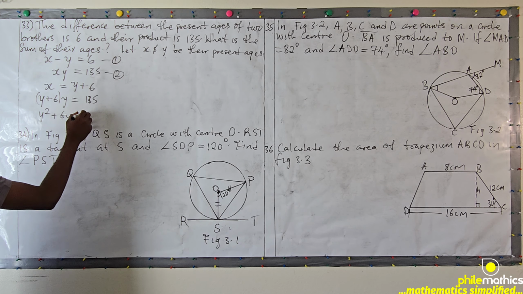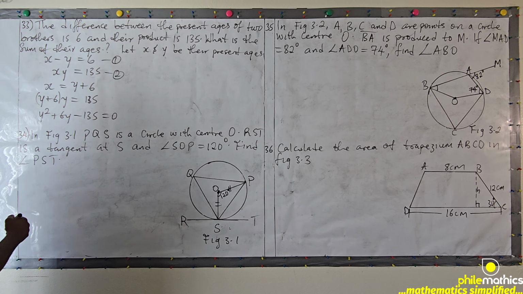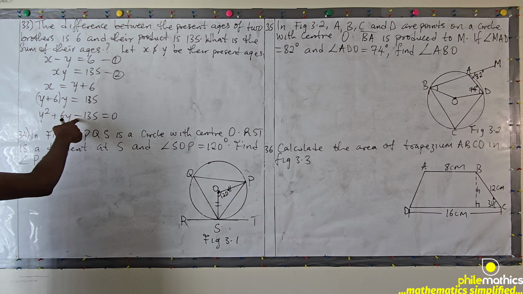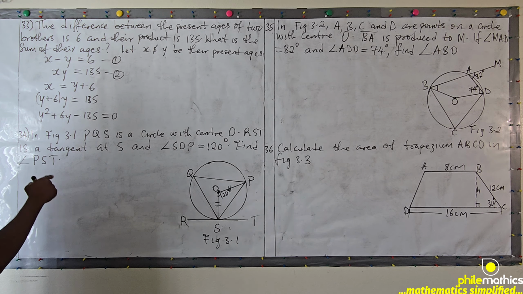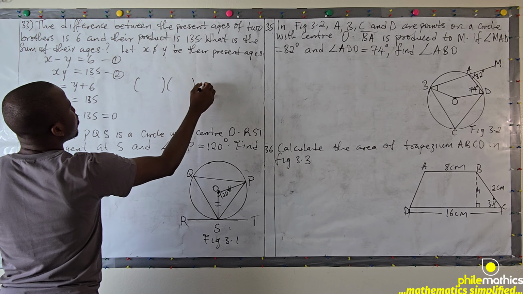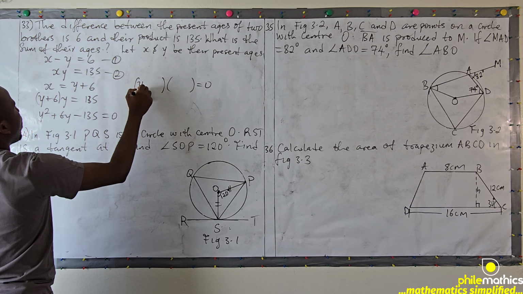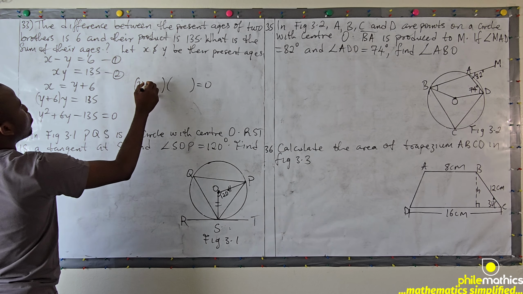I look for two numbers such that when I multiply, I get 135. And when I add, I get 6. The two numbers that come to mind are 15 times 9. So because of minus here, it will be 15 and minus 9. And because we have unity here, just open bracket. I'll have y plus 15, y minus 9, so that my y will be minus 15 and 9.